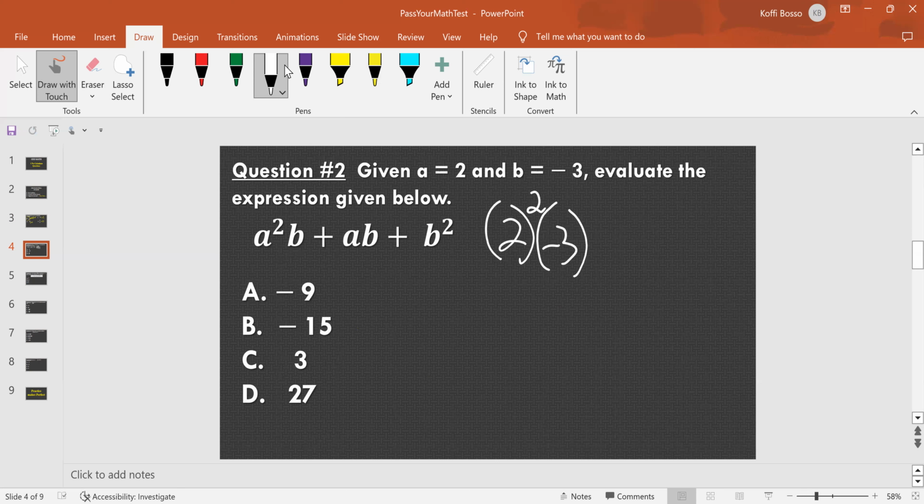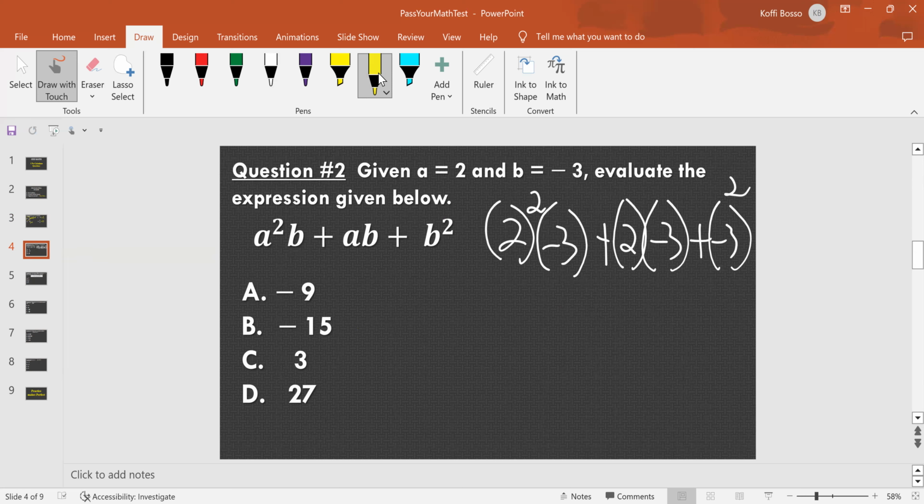It's a multiplication between A squared and B. Plus AB. A again is 2, B is -3. Plus B squared, which is going to be -3 to the second power. Understand that the key concept here is order of operations, and we call it PEMDAS, where P represents parentheses, E exponent, M multiplication, D division, A addition, S subtraction.